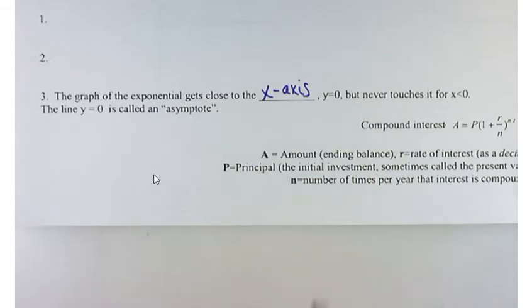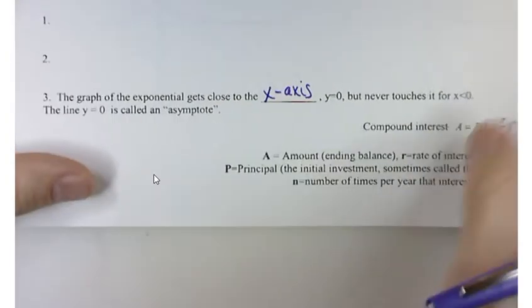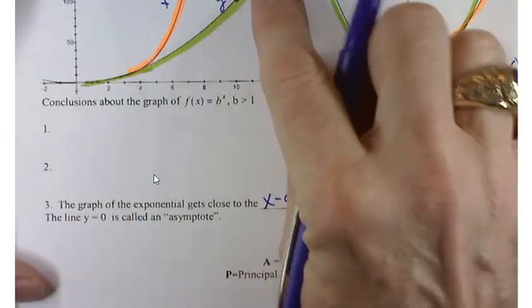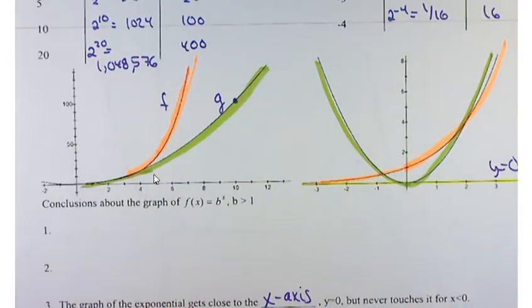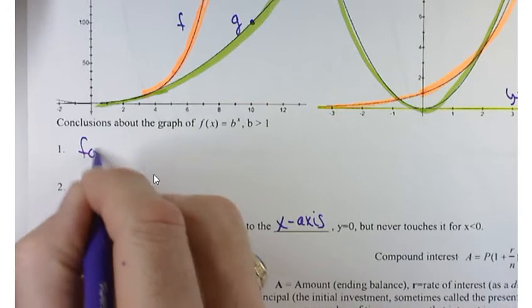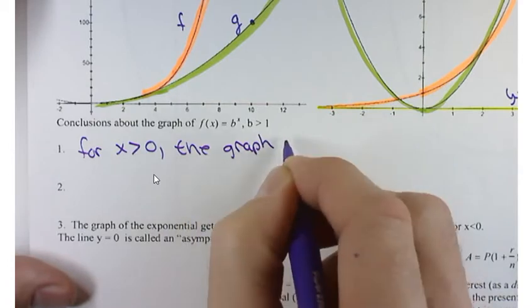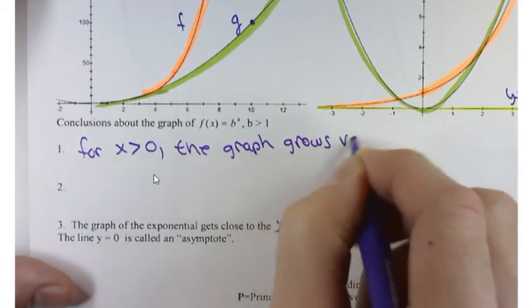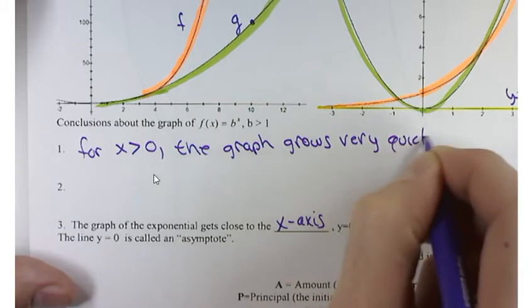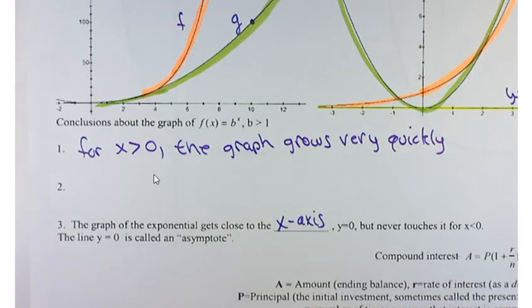All right. A couple other conclusions that I want us to be observant about with respect to our exponential functions. The first one that we saw is that these graphs grow really, really quickly. And I'll try and demonstrate that very dramatically in just a minute. But for x greater than 0, the graph grows very quickly.